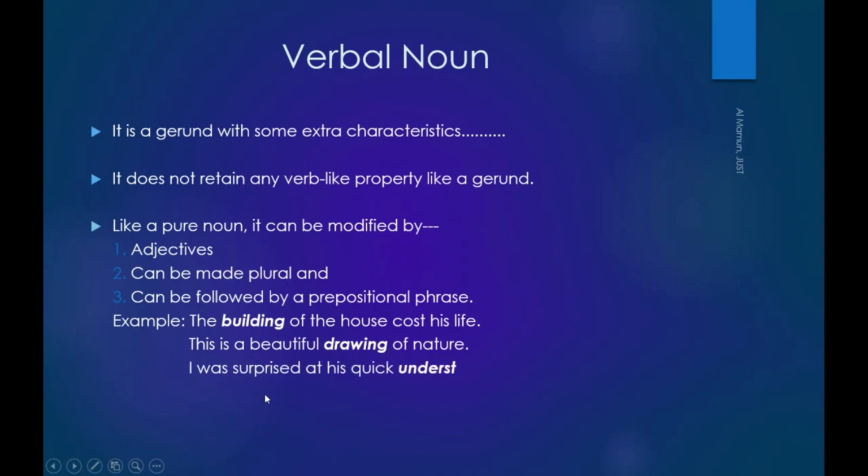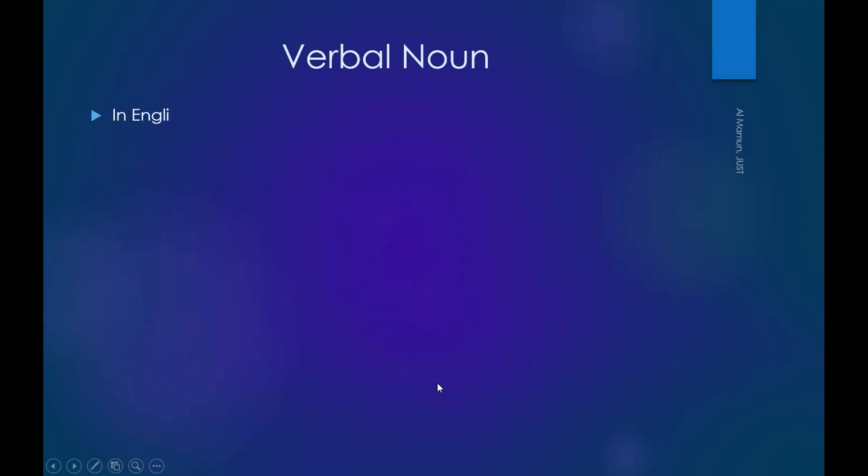I was surprised at his quick understanding of the matter. So again we have a determiner, then an adjective, and then we have the noun understanding, but it comes from the verb understand, and it is followed by a prepositional phrase. So it has all the characteristics of a noun.